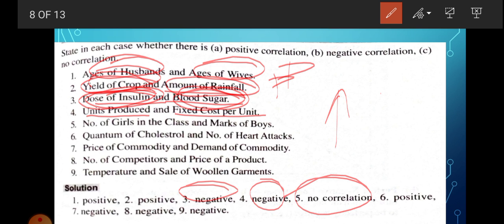Sixth is quantum of cholesterol and number of heart attacks. If the quantum of cholesterol is more, then the number of heart attacks will also be more. Price of a commodity and demand of a commodity: if price is more, then demand will be less. Number of competitors and price of a product: if more competitors are there, price will automatically go down.